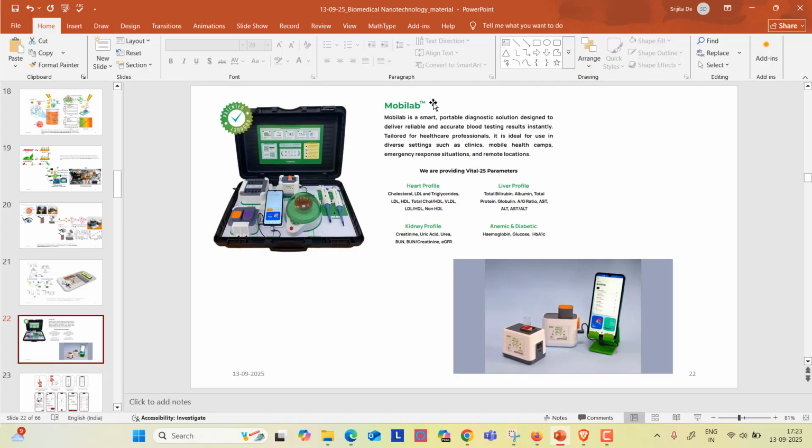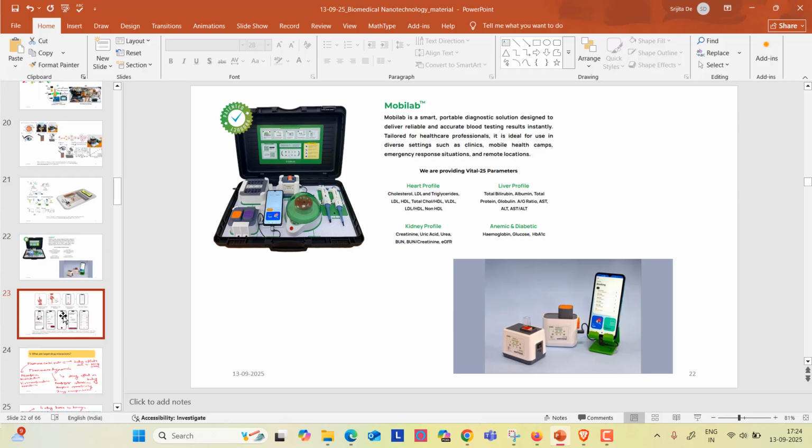Next, a device is formed for calculating daily blood parameters like heart profile, kidney profile, liver profile, and anemic and diabetic cases, HbA1c, glucose, hemoglobin. It applies a UV spectroscopic mechanism, and these devices are already in the final phase of marketing and checking. So after some days, it will be available in the market for general use.